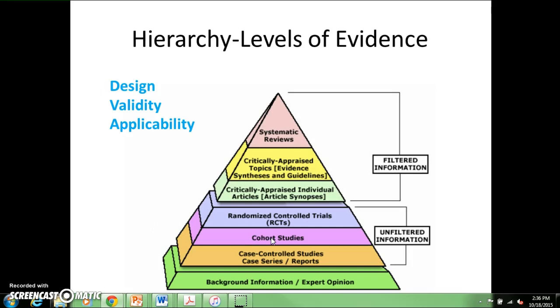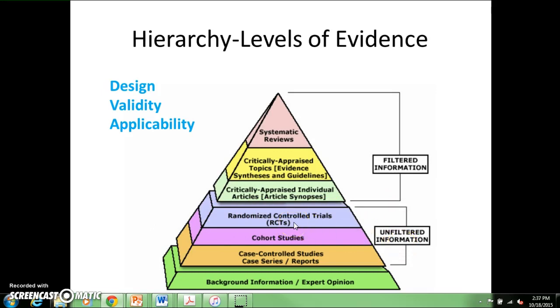So although these studies are a step up in reliability and generalizability, they can be difficult to blind. So it may be the case that you're always going to know which participants were in each of the groups, and they're most often not randomized. So again, they're just a step below randomized control trials. And so the last research study in the unfiltered information group are the randomized control trials.